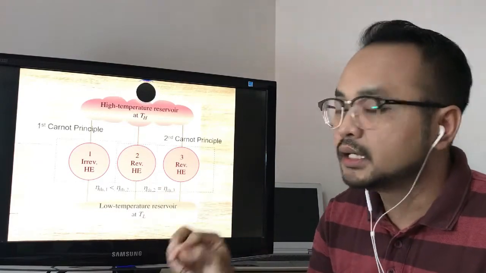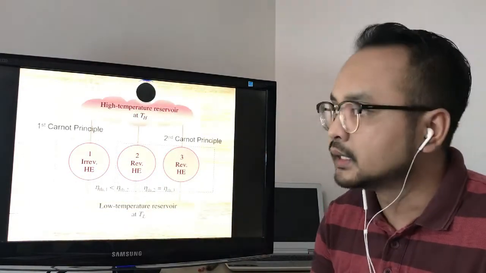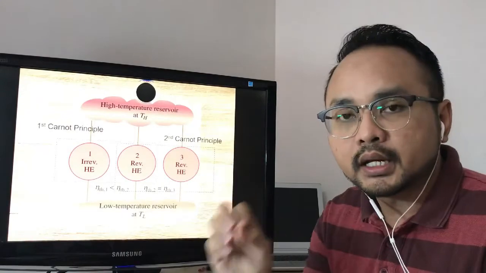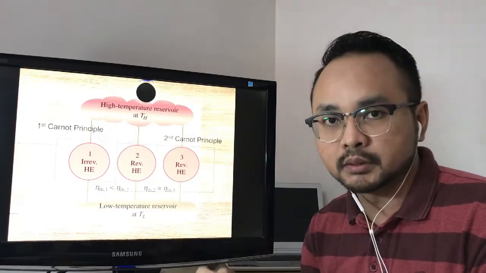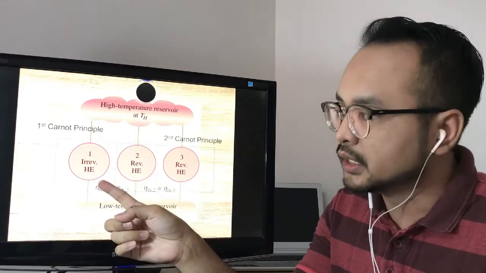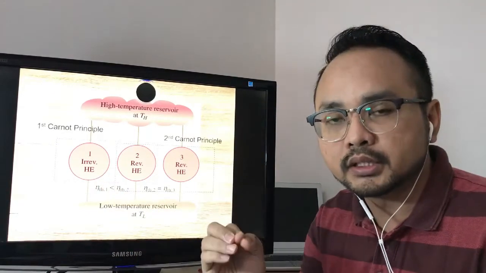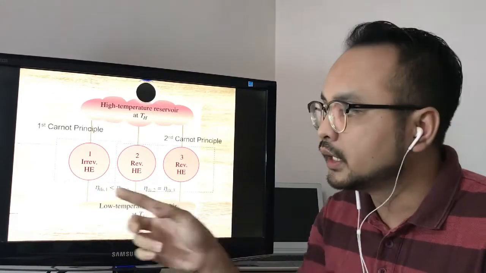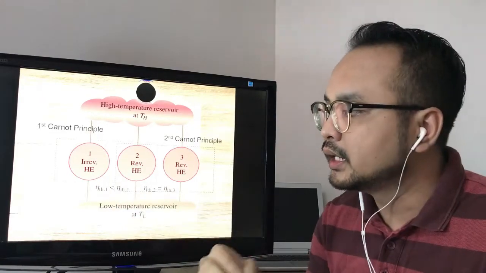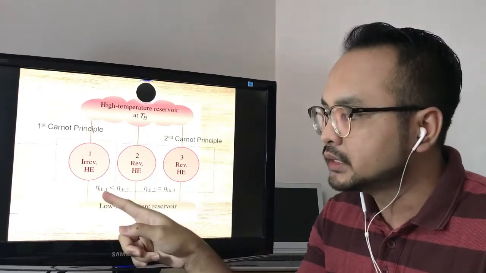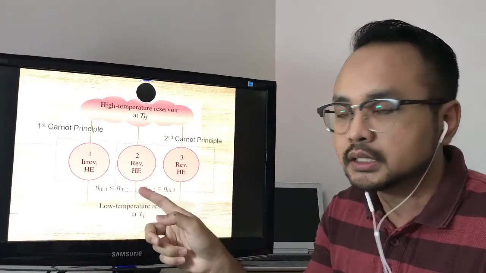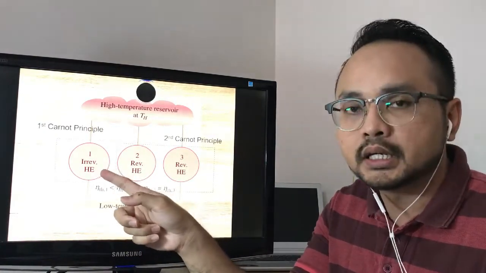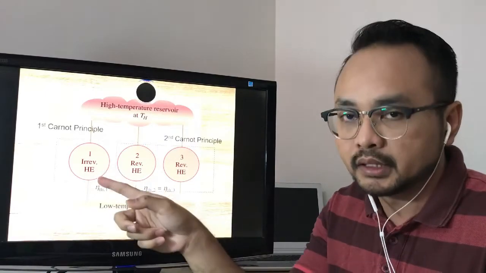If we have another heat engine operated under the same reservoir, we can identify whether that heat engine is reversible or irreversible. First, we look at the first heat engine. After we measure the efficiency of heat engine number 1, it is identified that the efficiency is lower than the efficiency of the reversible heat engine, so this first heat engine is an irreversible heat engine.